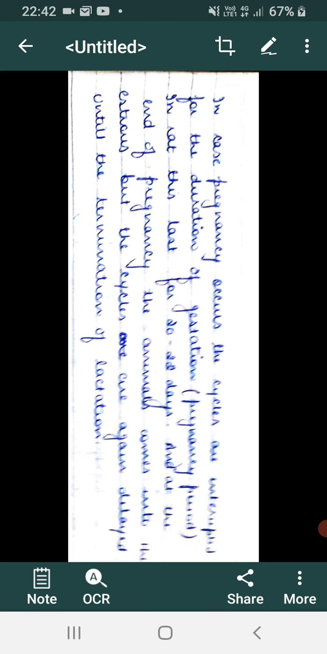And lastly, in case pregnancy occurs, the cycle is interrupted for the duration of gestation, that is the pregnancy period. In rat, the pregnancy period or the gestation period is 20 to 22 days, and at the end of pregnancy the animal comes into the estrus, but the cycle again gets delayed until the termination of lactation. That's all in this video.